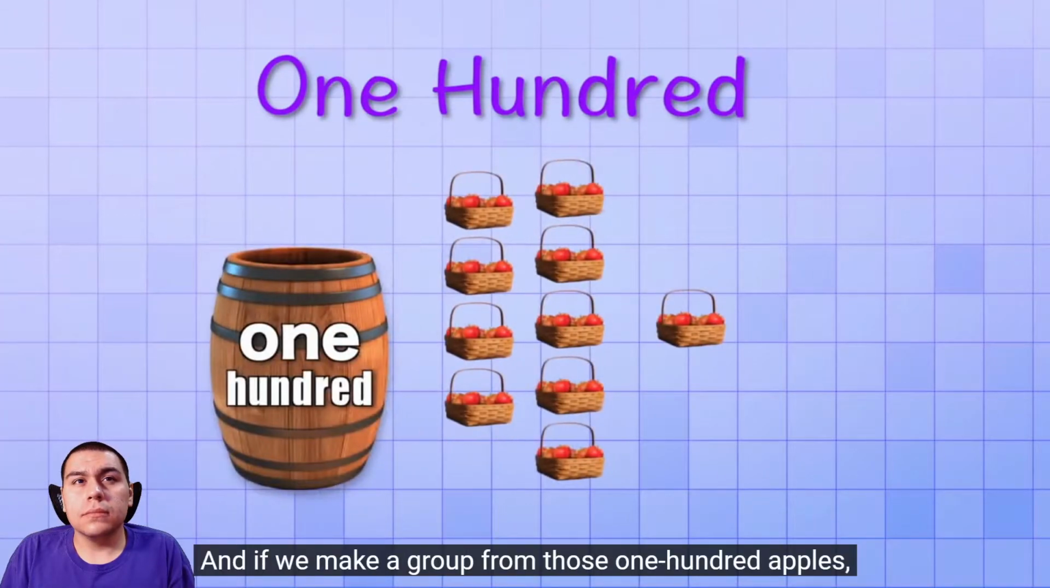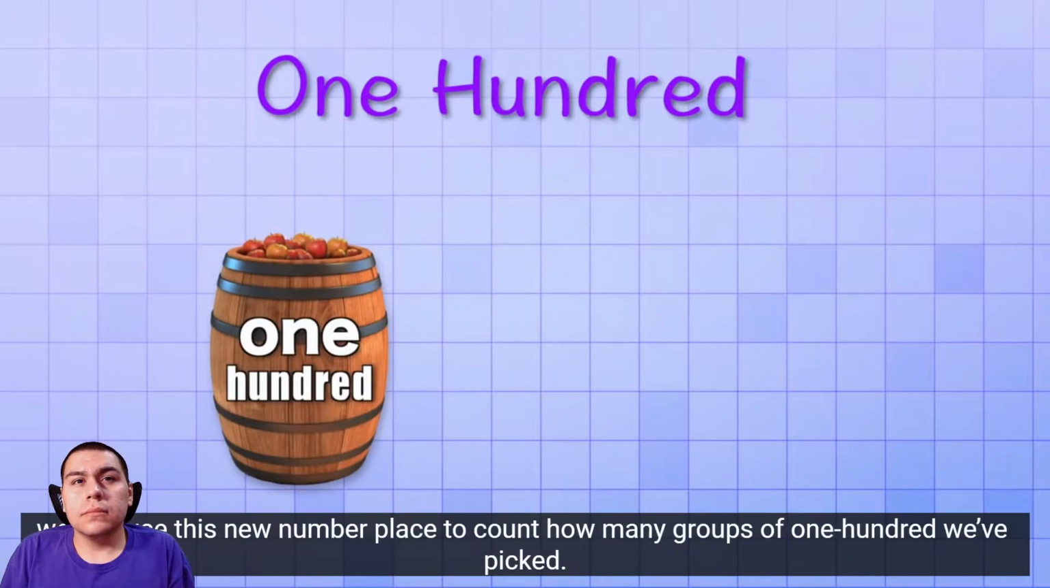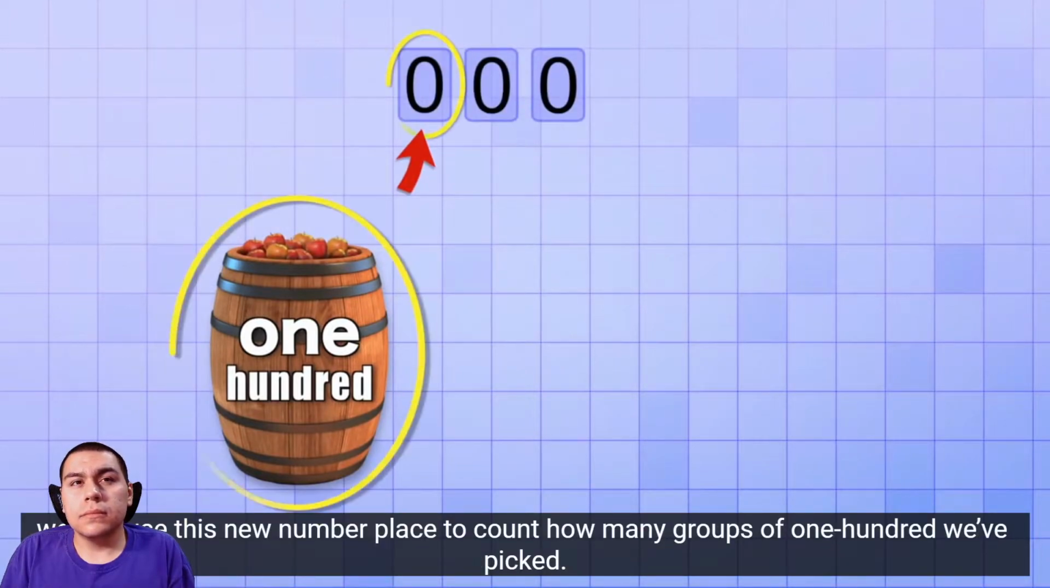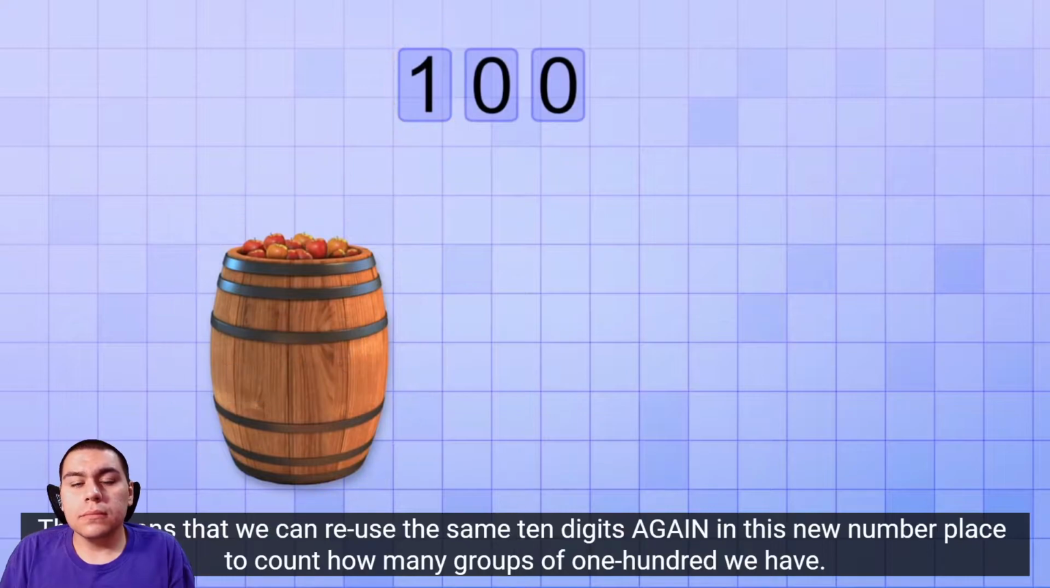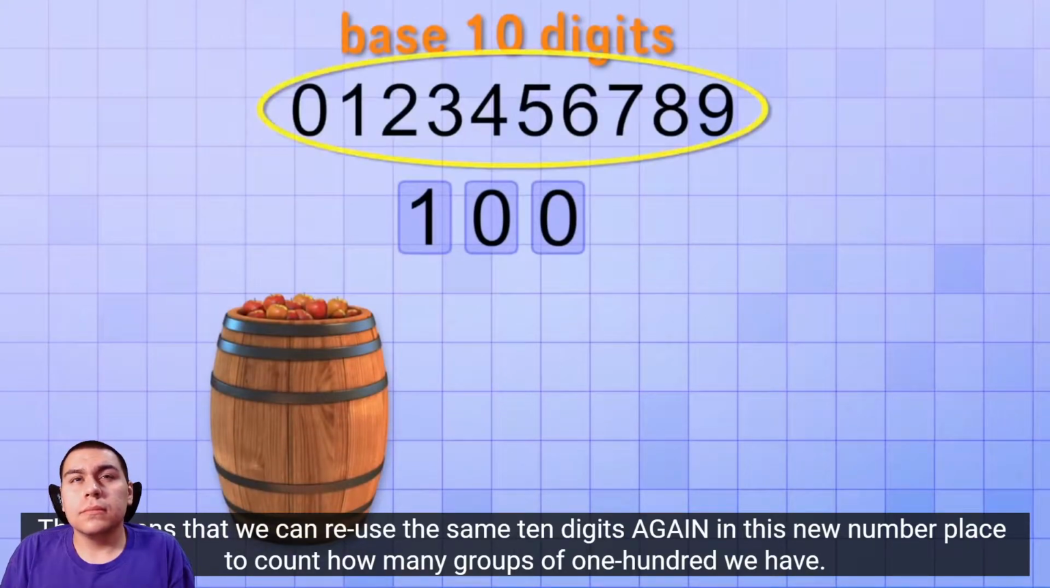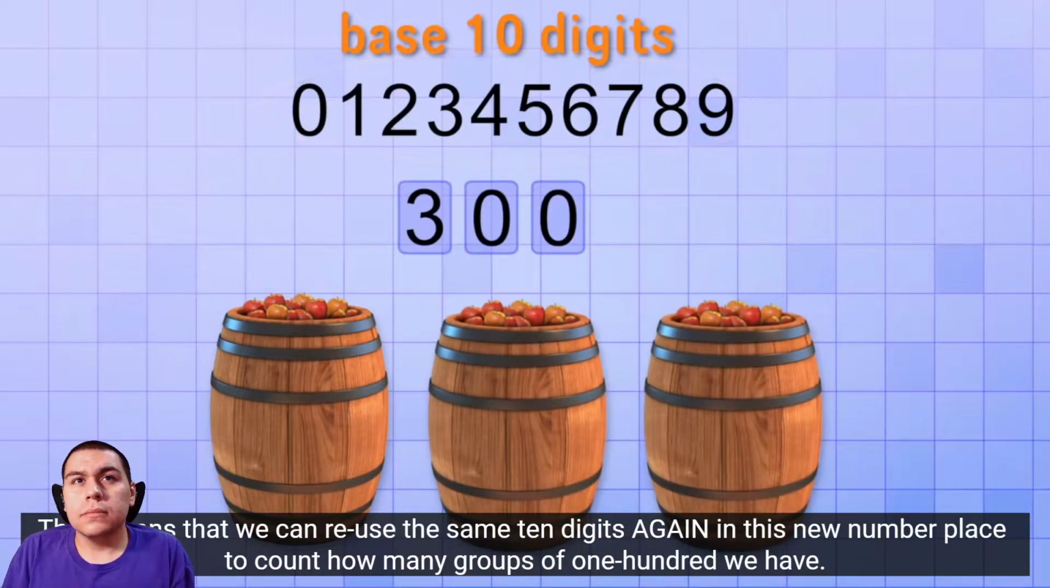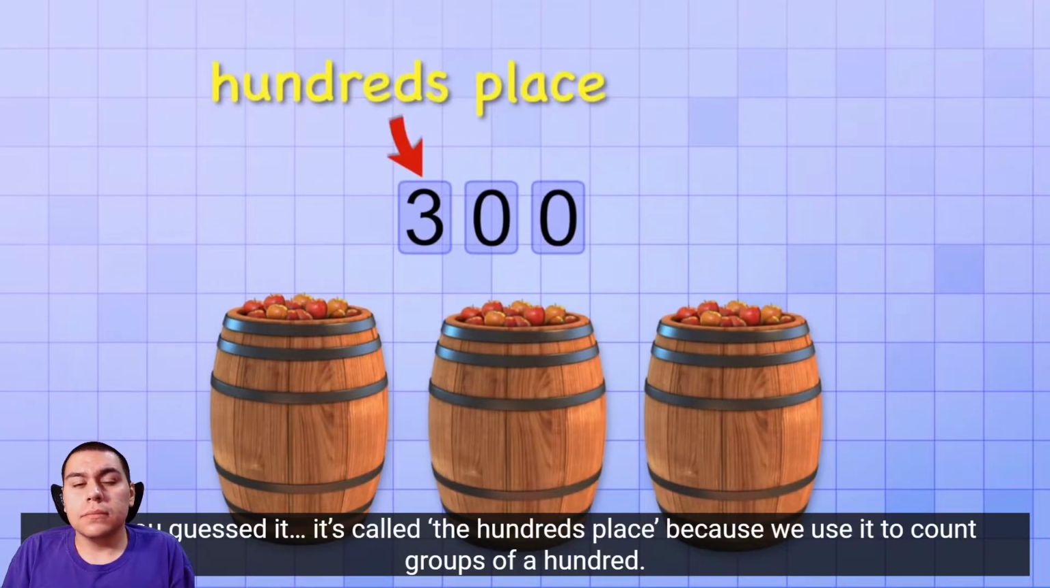And if we make a group from those 100 apples, we can use this new number place to count how many groups of 100 we've picked. That means that we can reuse the same 10 digits again in this new number place to count how many groups of 100 we have. And you guessed it, it's called the hundreds place, because we use it to count groups of 100.